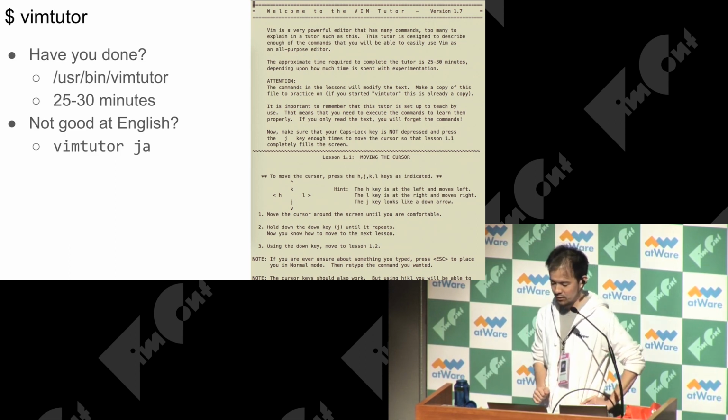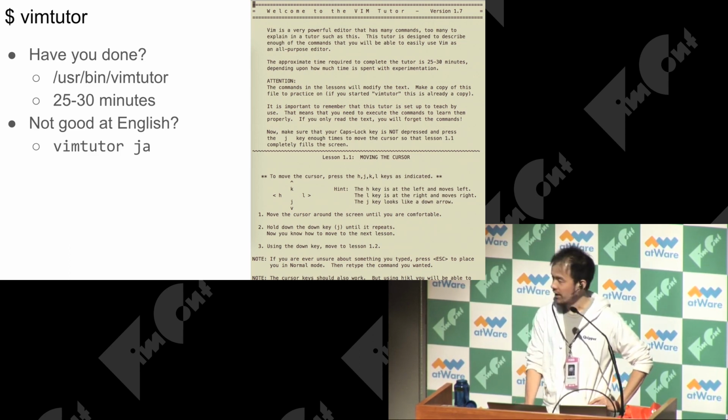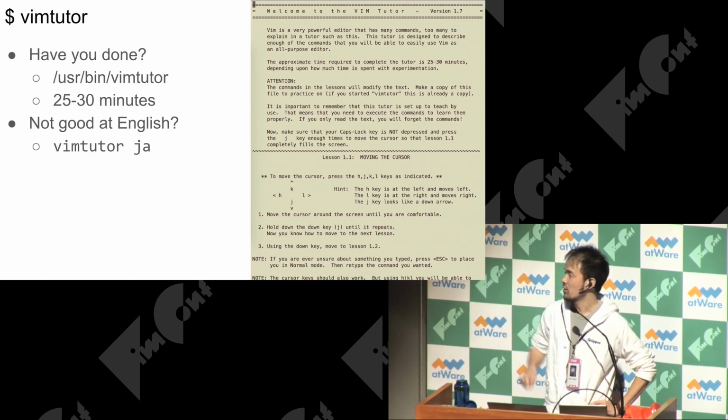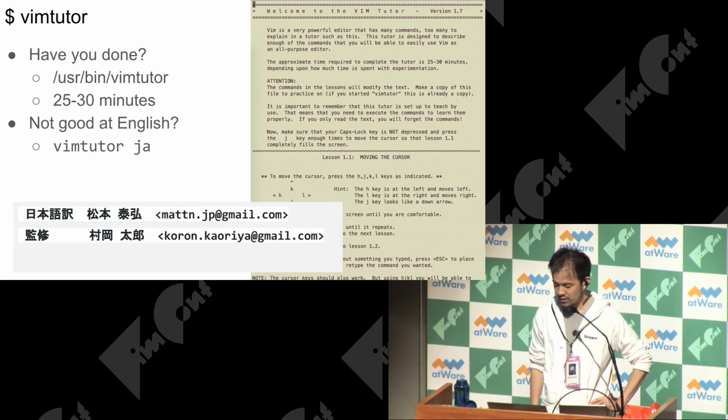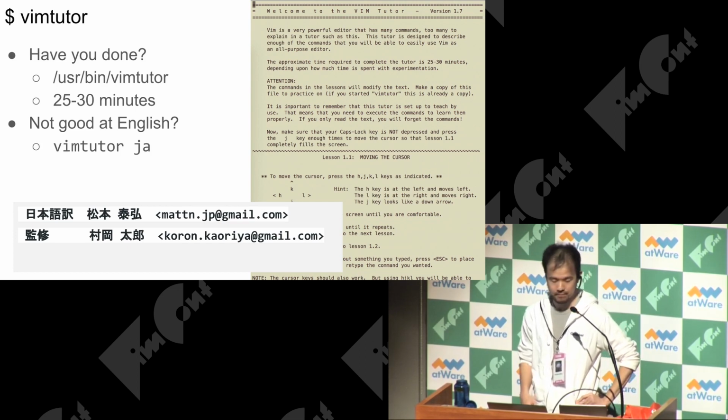If you are not very good at English, you can choose your language. vimtutor followed by a language code will help you. The Japanese translation was actually done by the first keynote speaker, Matsu, and edited and organized by Kaoriya, who is one of the VimConf staff here.